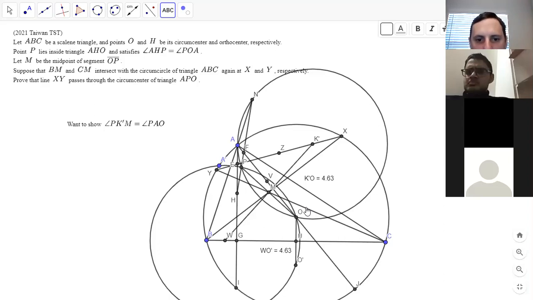Okay. Yeah. So PK prime M is equal to OWM, right? Yeah. And OWM is equal to OUM, because WMO is 90 degrees and OUW is 90 degrees too. So we need angle PAO is equal to MUO. Okay, so let's say we will prove triangle FAP.